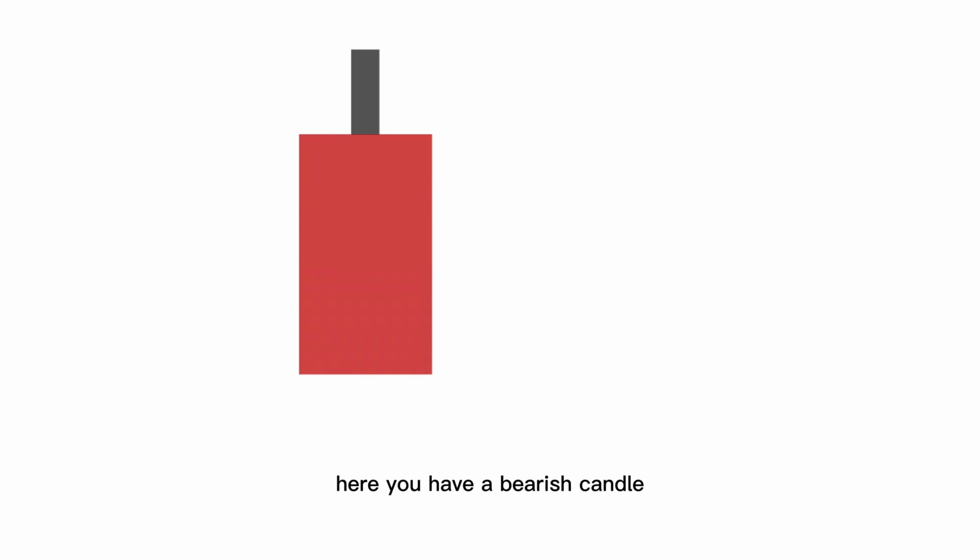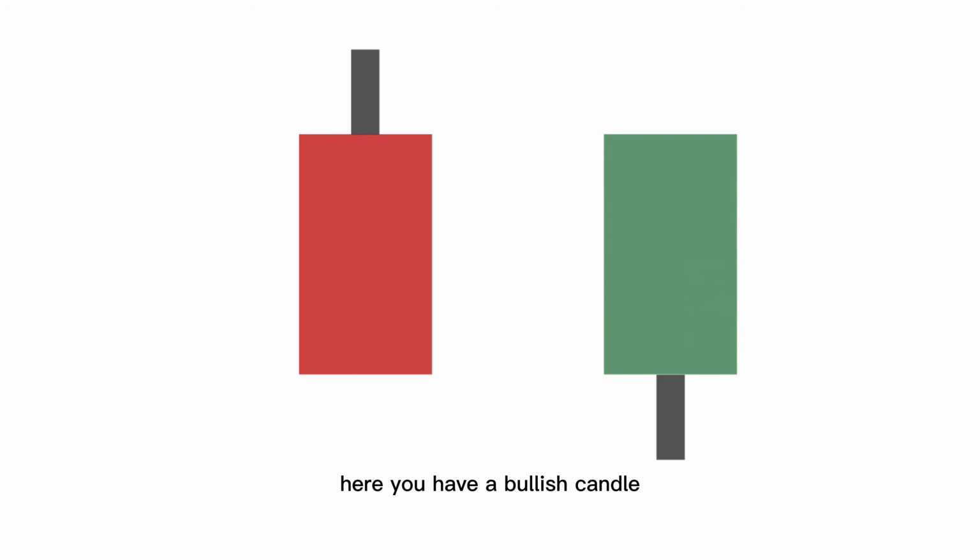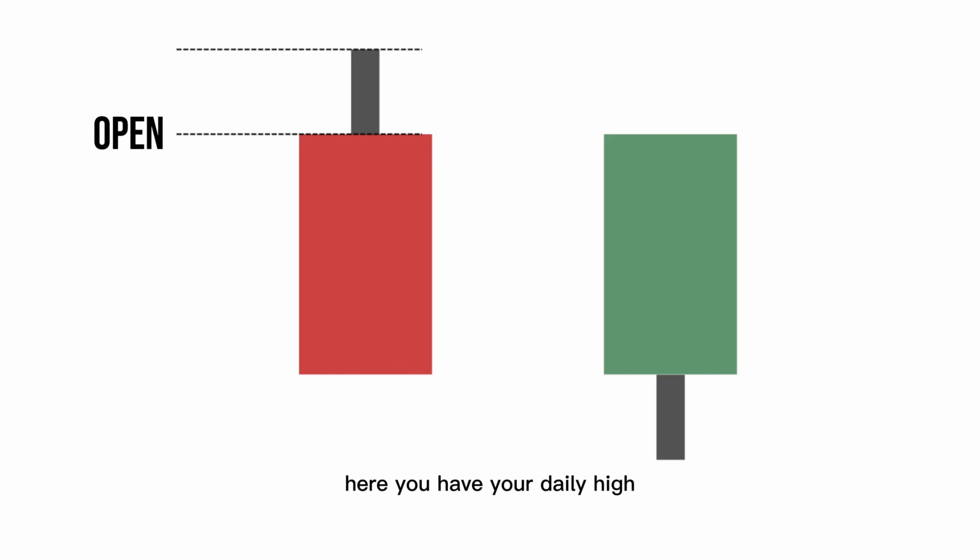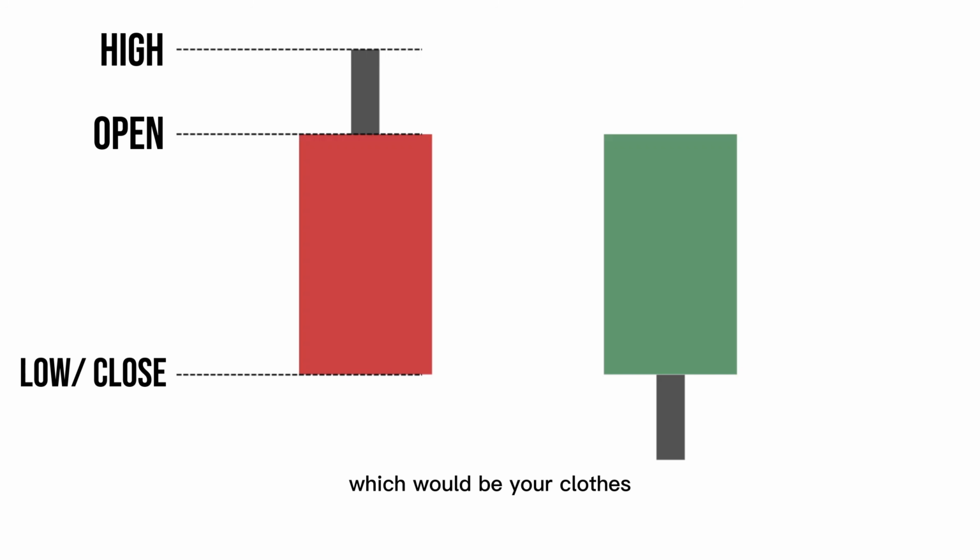So before we start looking for low risk, high reward trades, which would be your swing trades, we need to understand what a daily candle is and how prices deliver through your daily candle. Here you have a bearish candle. Here you have a bullish candle. Here you have your candle open, which would be your daily open. Here you have your daily high. And here you have your daily low, which would be your close.